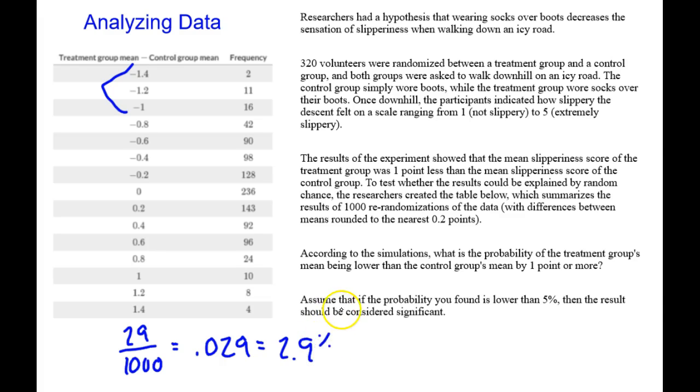Like the last problem, if we assume that the probability you found is lower than 5%, then the result should be considered significant. Our percentage is 2.9, which was less than 5%. So now we can conclude that wearing socks on your boots is going to decrease the sensation of slipperiness when walking down an icy road. That was not just due to the randomization of the group.